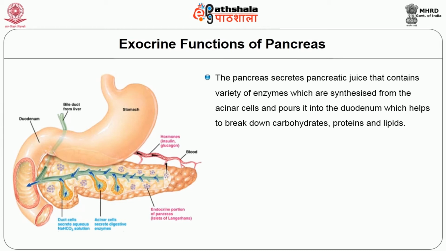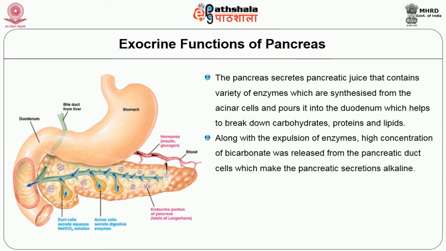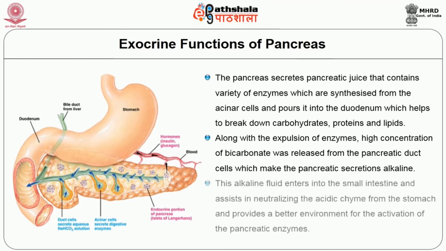The pancreas secretes pancreatic juice, which contains a variety of enzymes that are synthesized from the acinar cells and poured into the duodenum, which helps to break down the carbohydrates, proteins, and lipids. Along with the expulsion of enzymes, a high concentration of bicarbonate is released from the pancreatic duct cells, which makes the pancreatic secretions alkaline. This alkaline fluid enters the small intestine and assists in neutralizing the acidic chyme from the stomach and provides a better environment for the activation of pancreatic enzymes.